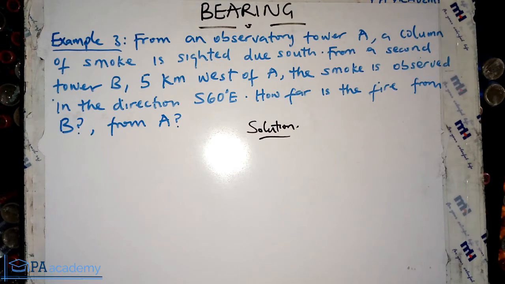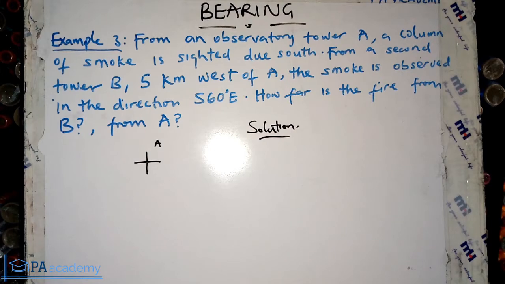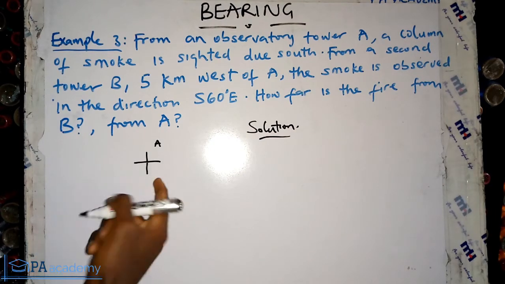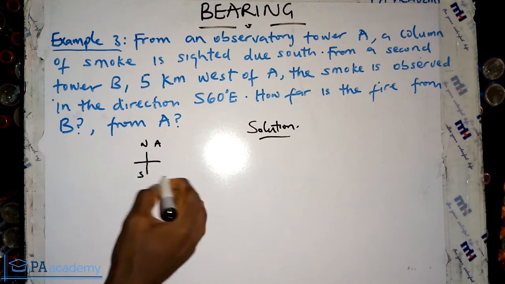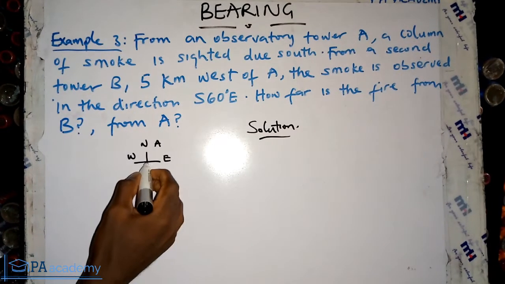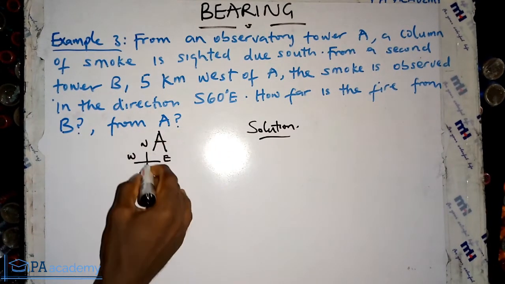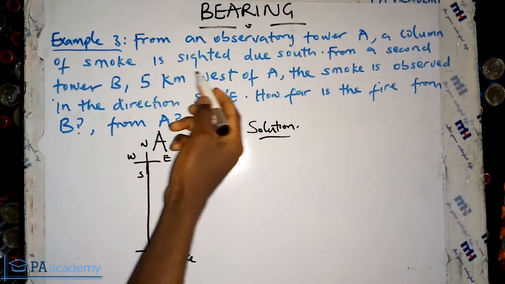So let's look at it again. It says from an observatory tower, a column of smoke is sighted due south. So let's draw our tower A. Let's call this point A, the observatory tower A. This is our north, this is our south, this is west, and this is east. If a column of smoke is sighted due south, that means from this point A, due south is down. So this point down south is where the smoke is. Let's write it, this smoke.